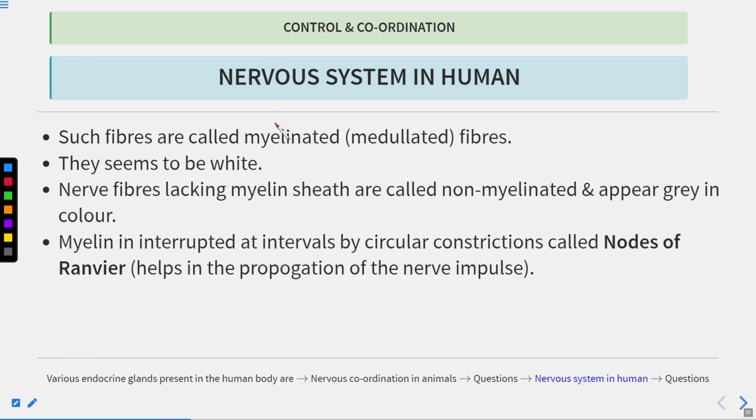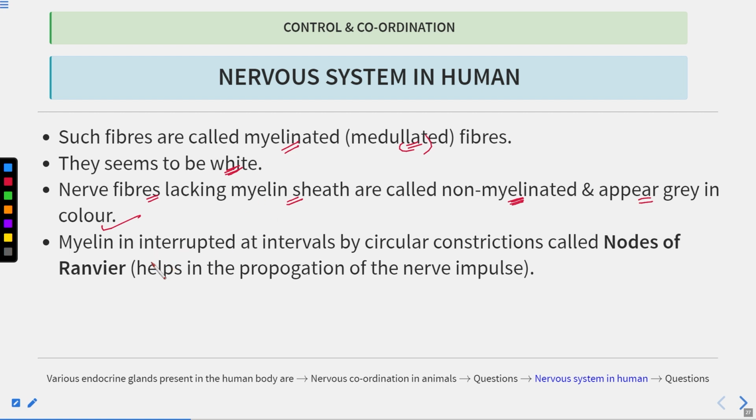Now, the fibers that contain the myelin sheath are known as the myelinated or medullated fibers. Alright, now they appear white. Clear? Because of the presence of the myelin. Now these nerve fibers lacking the myelin sheath are known as the non-myelinated fibers, non-myelinated neurons, and they appear gray in color. Clear? So you can say neurons are of two types, myelinated as well as non-myelinated. Myelinated ones appear white in color and non-myelinated appear gray in color.